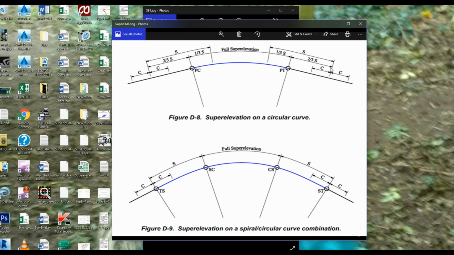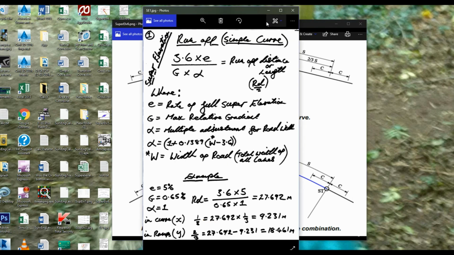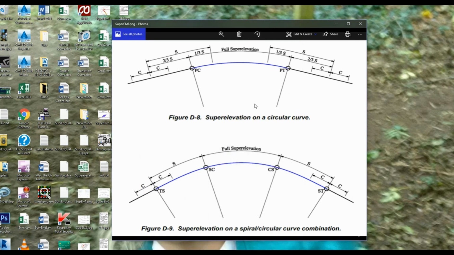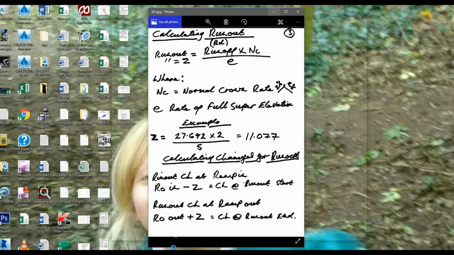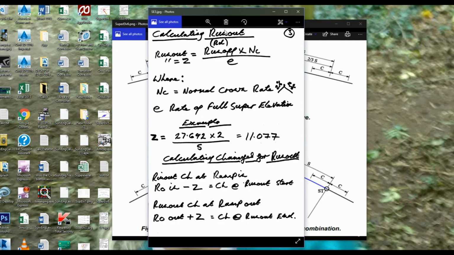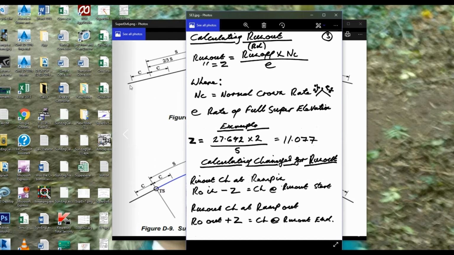Now what we need to do is to find out where the runout is there. So what we do now is we just click onto there. We don't need that now. So we find out where the runout is. Right, now to calculate the runout is basically the runoff times NC divided by E, where NC is the normal crown rate, which is at the beginning of the ramp in there. So that's the normal crown rate.